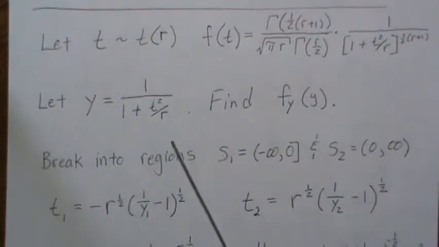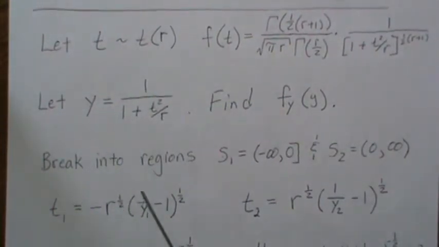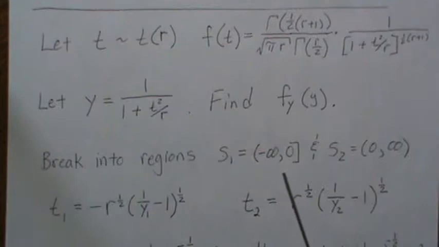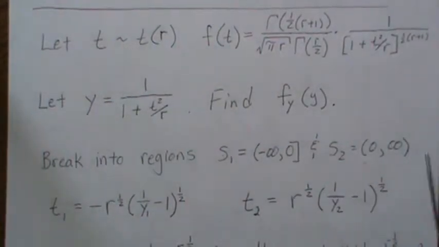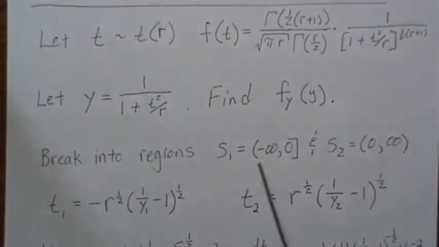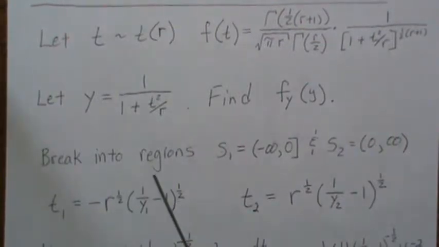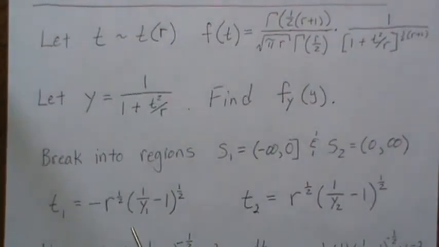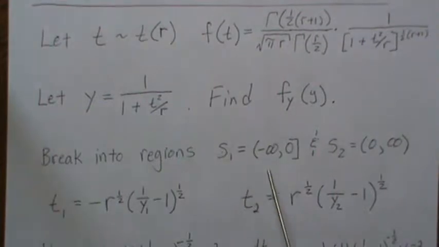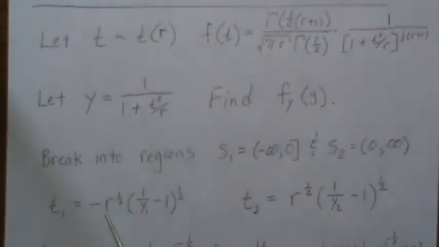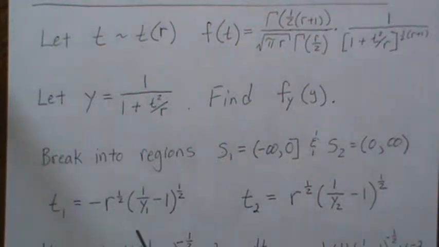Our goal, of course, is to find the density of Y. So let's break it into two regions, minus infinity to 0 and 0 to positive infinity, and let's work over both of those regions. So if we take this and back solve it for t, we get this. And I just say T1 because that means we're over this region here. We expect to get a negative number for t, right? So that's why the negative is out front.